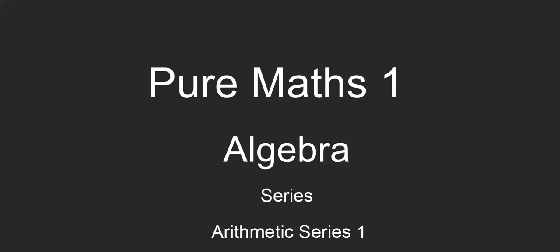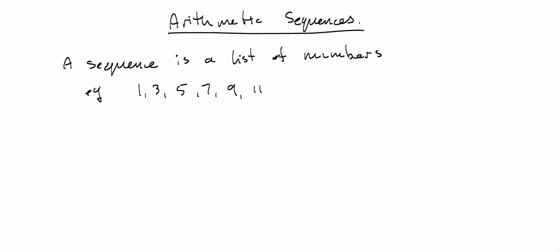This video in the Pure Maths 1 course is the first of two videos on arithmetic series. This one deals in fact with arithmetic sequences. A sequence is a list of numbers. For example, 1, 3, 5, 7, 9 and 11. This is a sequence of odd numbers between 1 and 11.